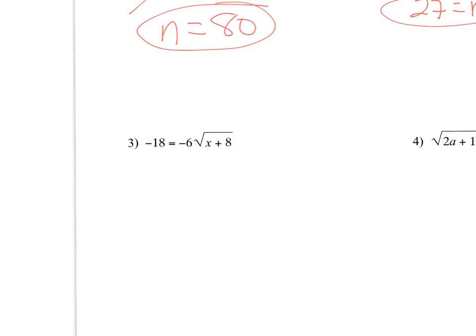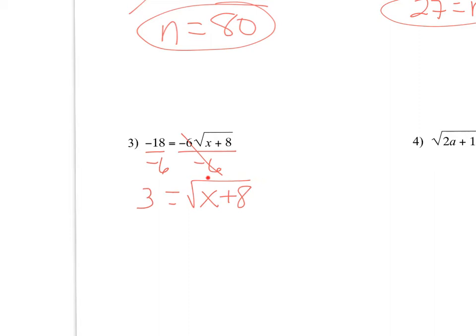Alright, now, what happens when there's a number out in front of the radical, like that negative 6? Well, I can't just square both sides right away. Instead of doing that, I'm going to first get rid of this negative 6. So I'm going to divide both sides by negative 6. That's going to get rid of those. And now I have the square root of x plus 8 on the right. And then negative 18 divided by negative 6 is a positive 3.